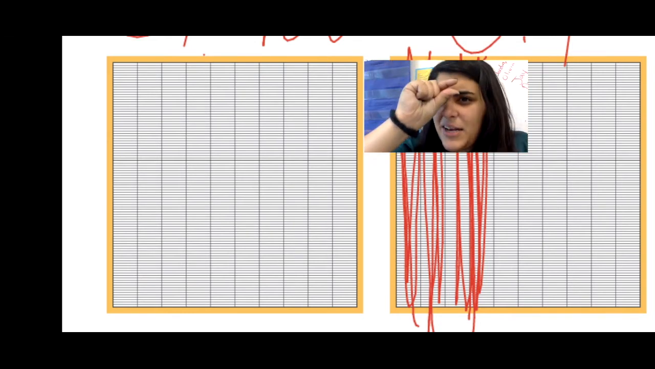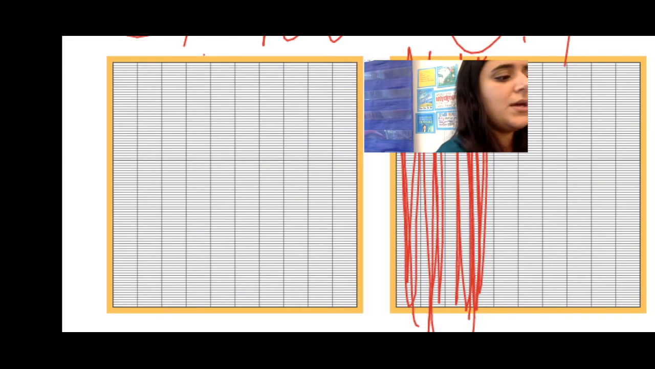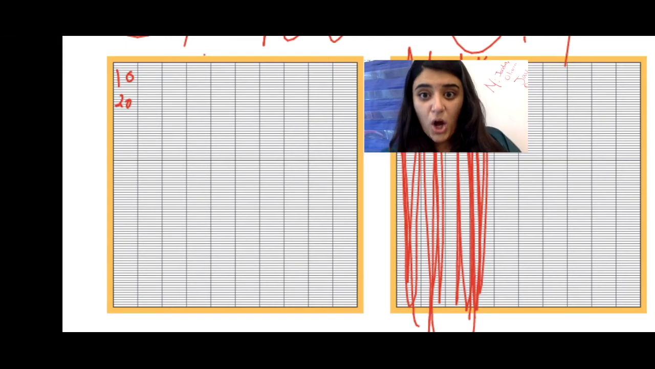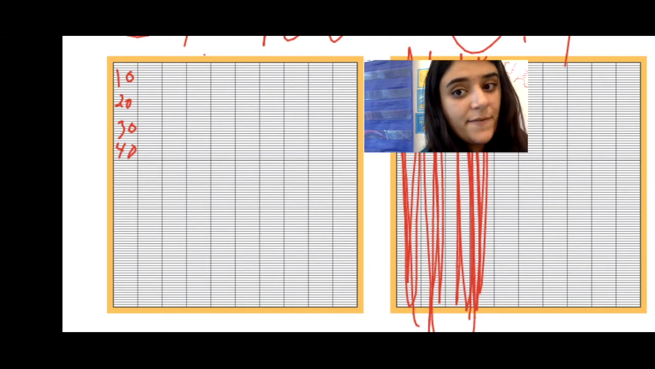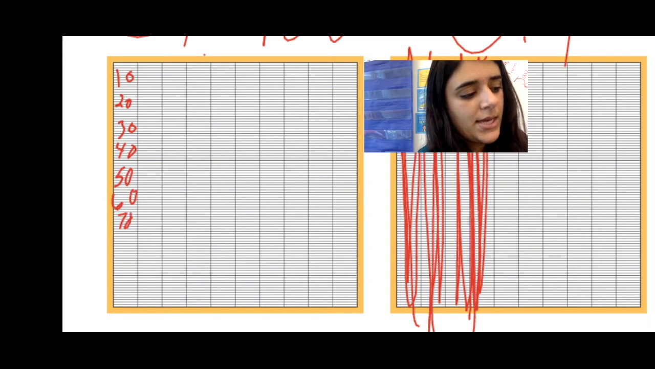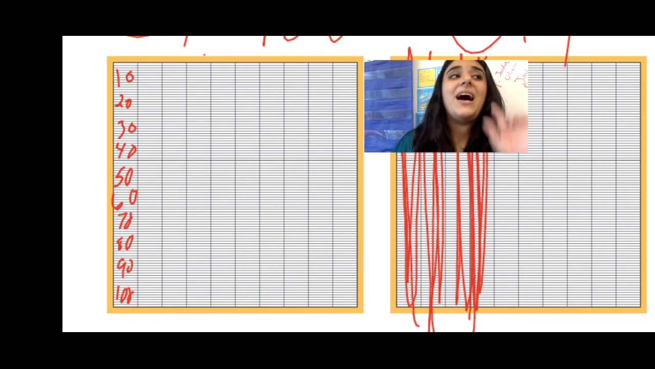So if I have 10 little thousandths boxes within each hundredth box, I'm going to write that down. I have 10, 20. How many am I going to have in the total column? 30, 40. Make your guesses while I'm doing this. 50, 60, 70, 80, 90. That's right, 100. 10 times 10, right, friends? So we have 100 thousandths in each tenth.